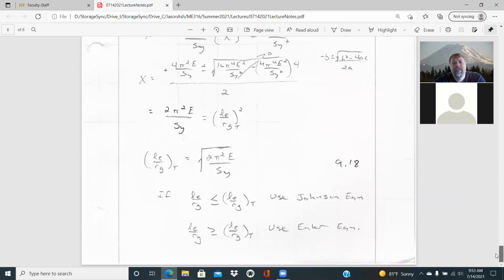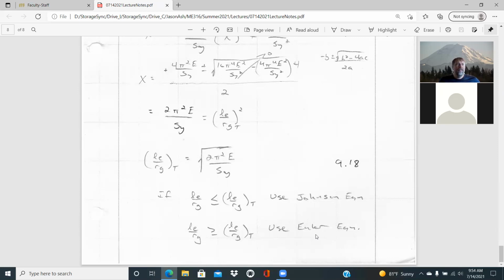I'll just leave that for you to look through. But the main thing coming out of that again is that when your slenderness ratio is less than that tangent ratio, use the Johnson criteria. When your slenderness ratio is greater than that tangent point, use the Euler equation. And again, what we'll be focused on is just looking at long, slender columns.